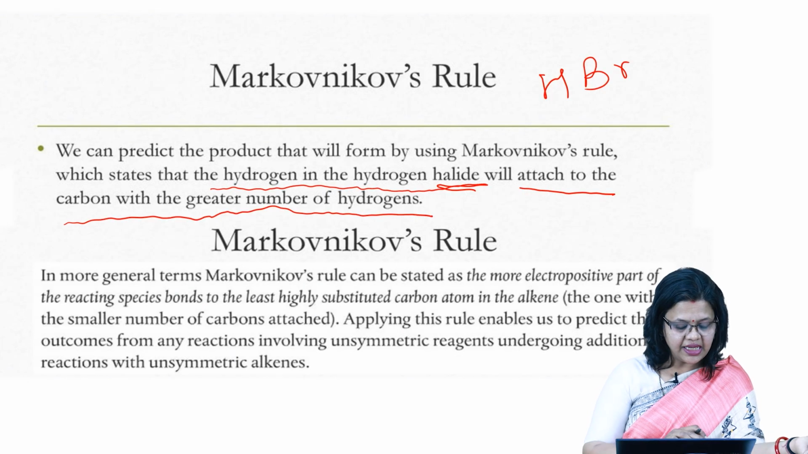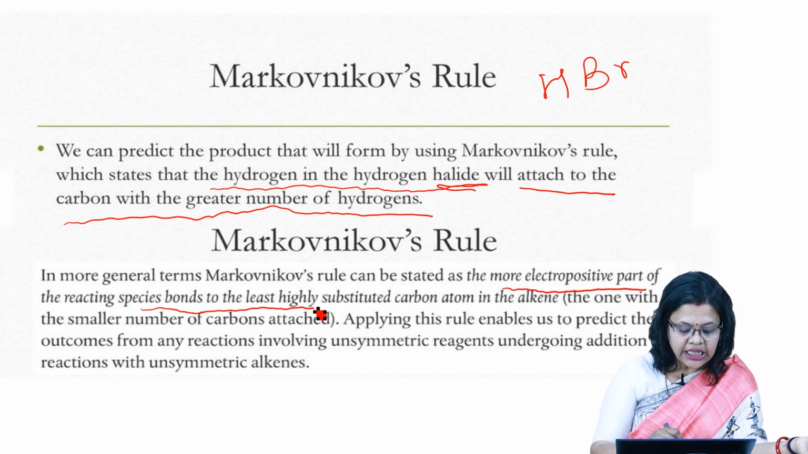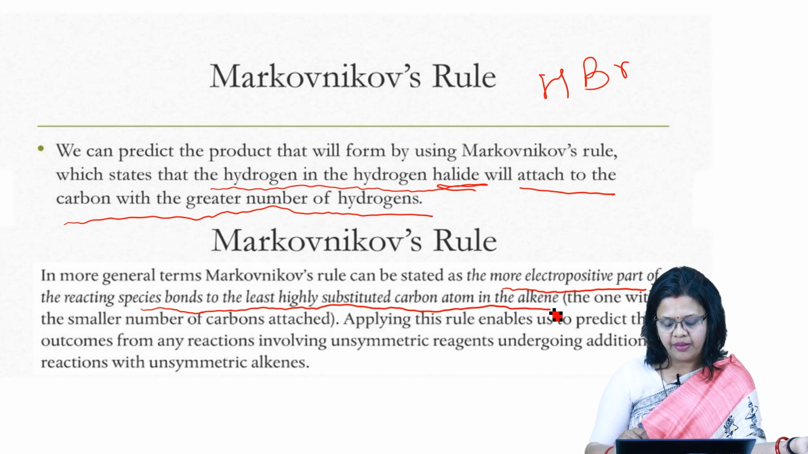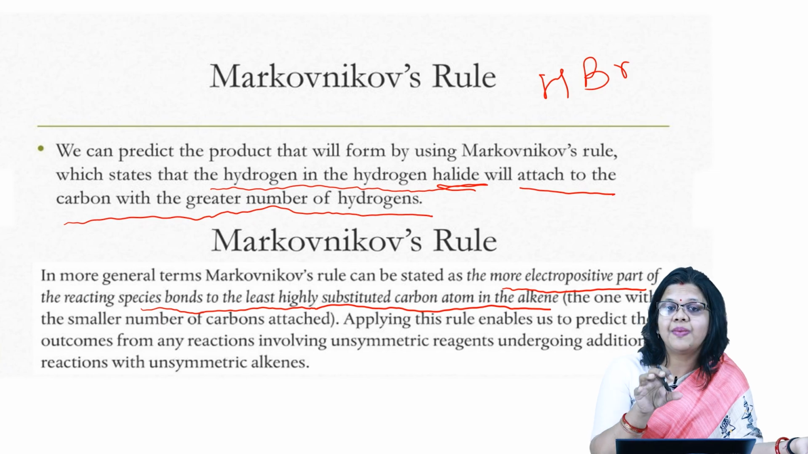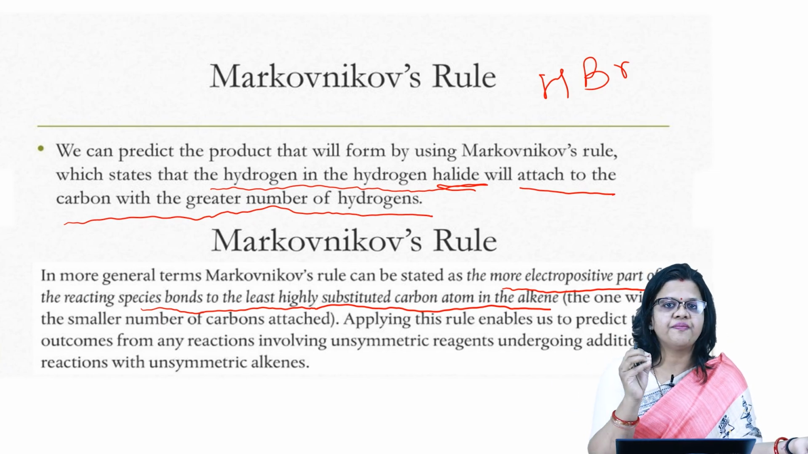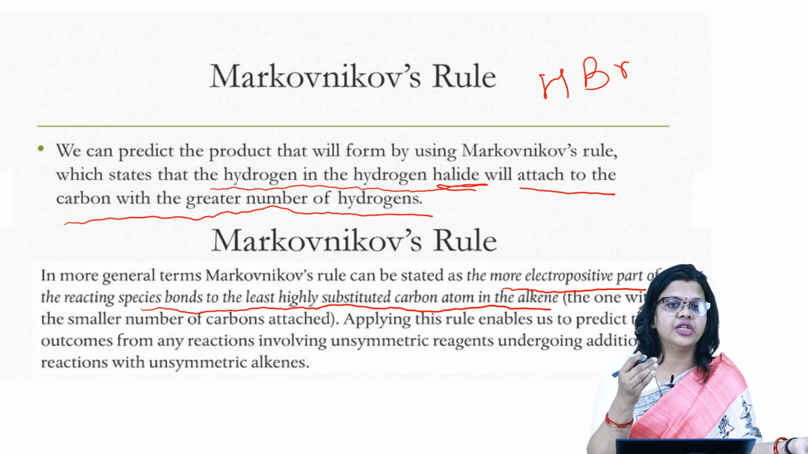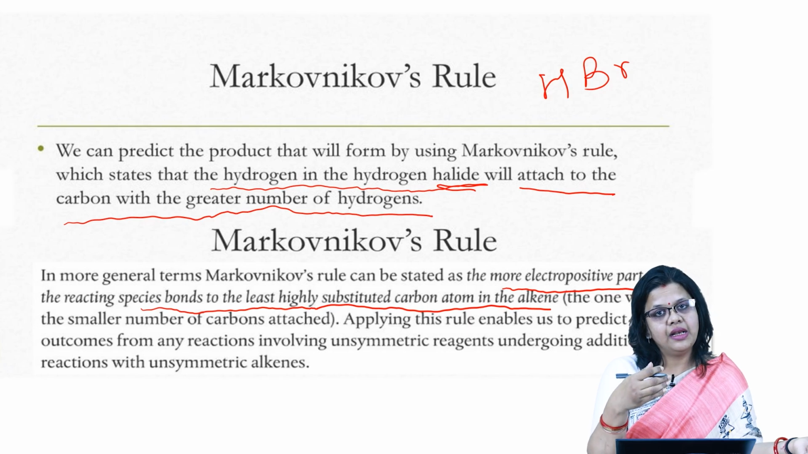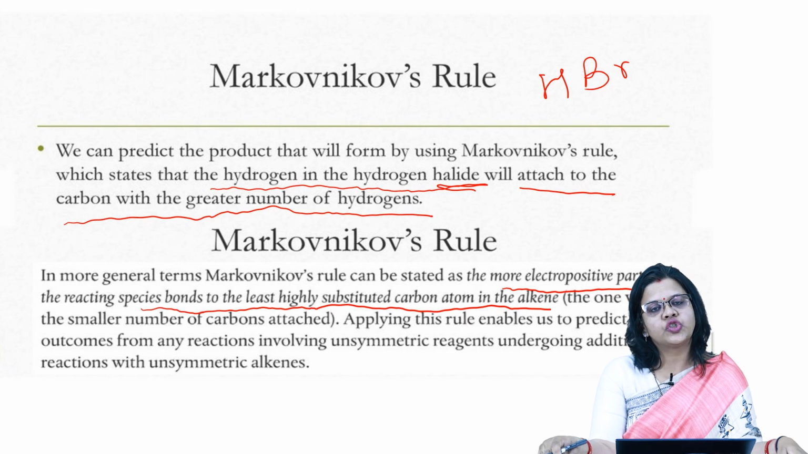The other statement is that the more electropositive part of the reacting species bonds to the least highly substituted carbon of the alkene. That means where there is less substitution or fewer bulky groups present, or you may say more hydrogens are present, the positive part will always attach to that carbon, resulting in the formation of a more stable carbocation.